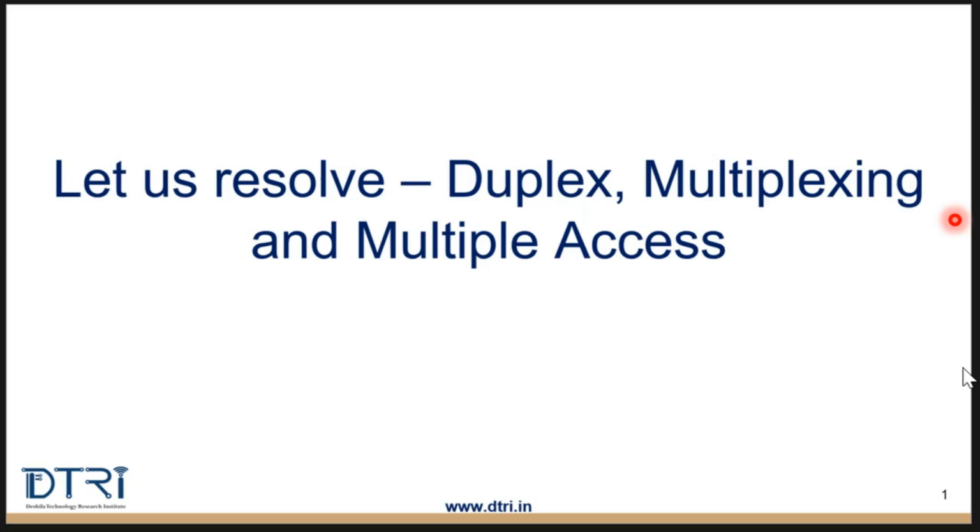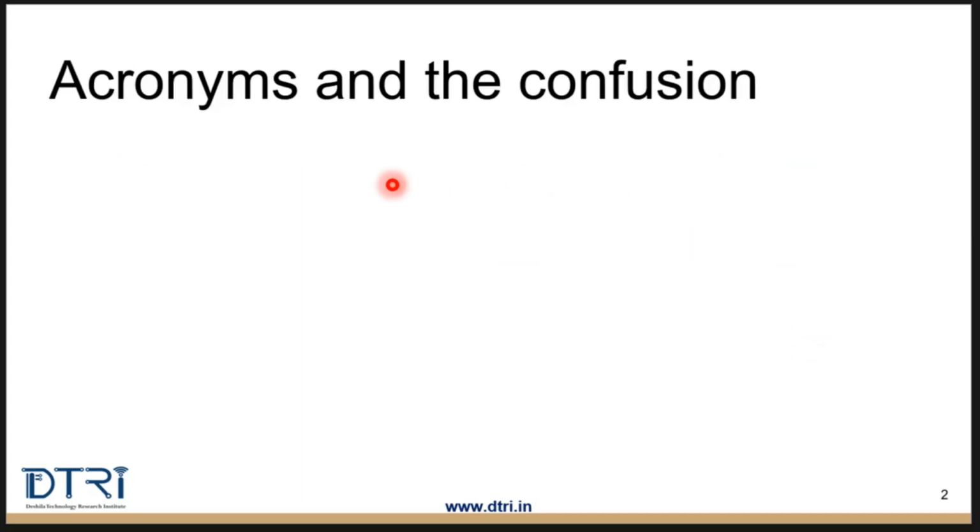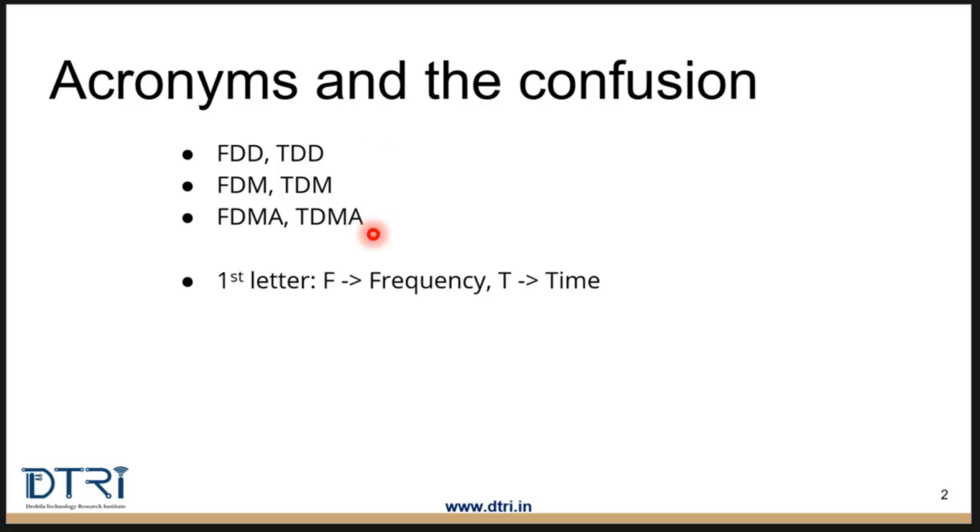In this video, let us understand and resolve the common confusion among these technologies, which are duplex, multiplexing, and multiple access. We have heard these acronyms: FDD, TDD, FDM, TDM, FDMA, and TDMA. We know that the first letter in these terminologies, F, stands for frequency and T stands for time. The second letter is common among all these acronyms, which is D, and stands for division. Together, the first two letters convey the meaning that either frequency or time is divided into segments.